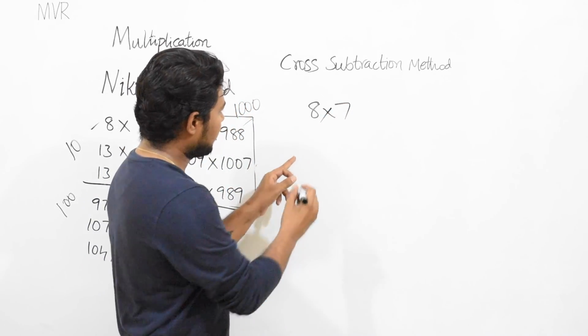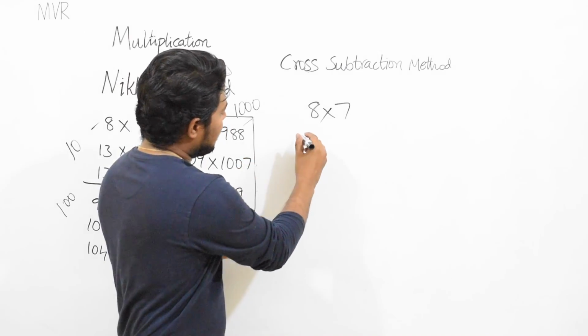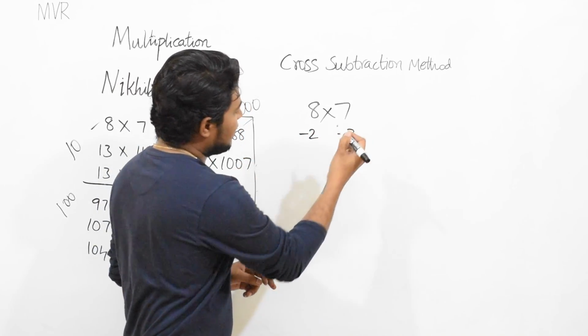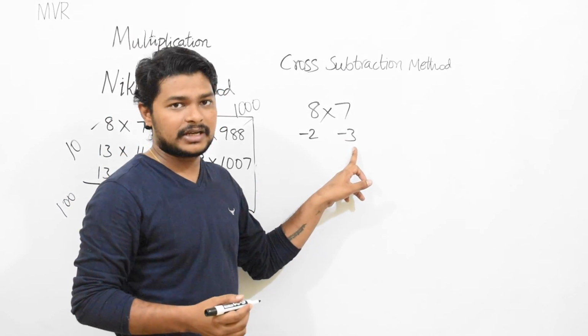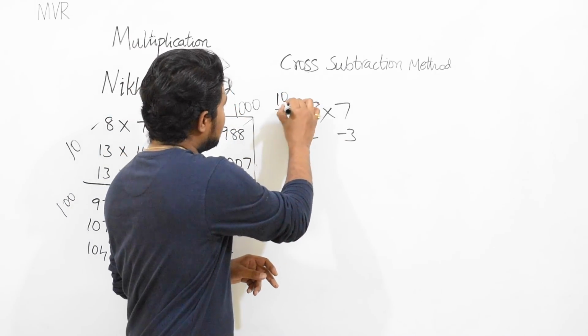Now write the Nikilam here. Here 8's Nikilam is minus 2. This will be minus 3. Right? Why? Because here we are considering base as 10.